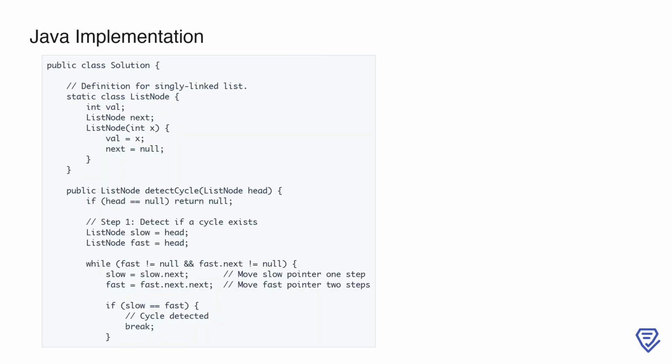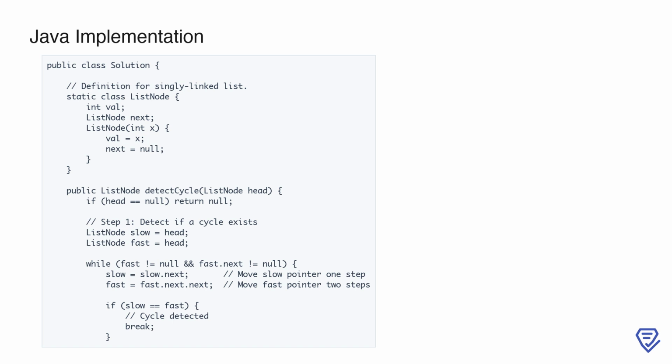In this Java implementation, we first define our ListNode class, which represents a node in a singly linked list. Each node stores an integer value and a reference to the next node in the list. The primary method here is detectCycle, which takes the head of the linked list as input and determines if there's a cycle. If no cycle exists, it returns null.